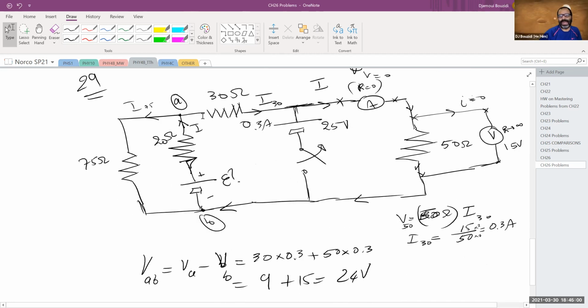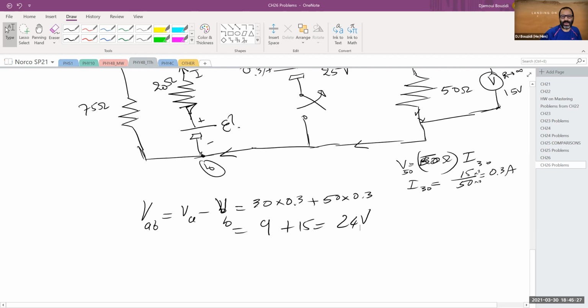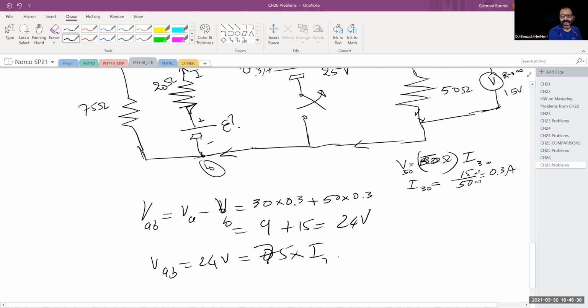This current I took as I-75 going this way has the same voltage drop going this way. Because I can go from A to B through this branch, or I can go through this branch, that's the same thing, or I can come straight through, it's the same thing. So right now I'm going to choose the other way around. Since I know what VAB is, it's 24 volts, it must be 75 ohms times this current. So the 24 volts, which is the VAB, which we just found to be 24 volts, must be 75 times the I-75.